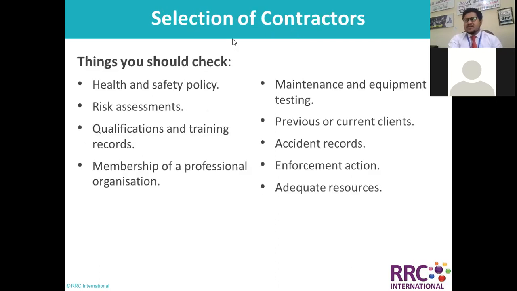Now, how are we going to select the contractors? What things matter a lot? What things should we check for selecting the contractor? First of all, make sure you verify their health and safety policy, their risk assessments, qualifications and training records. No harm to ask about membership of professional organizations. Like in our case, you selected our Future Orient Training Center along with Best International.